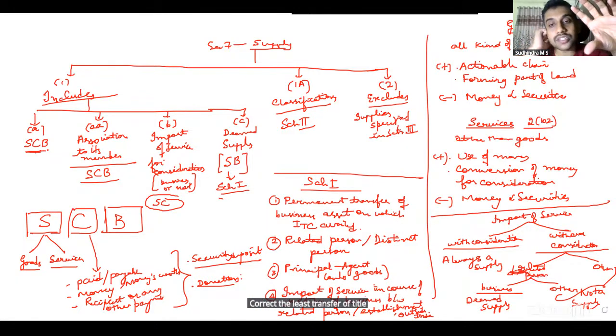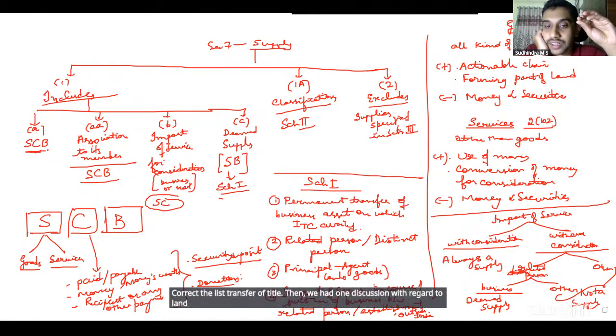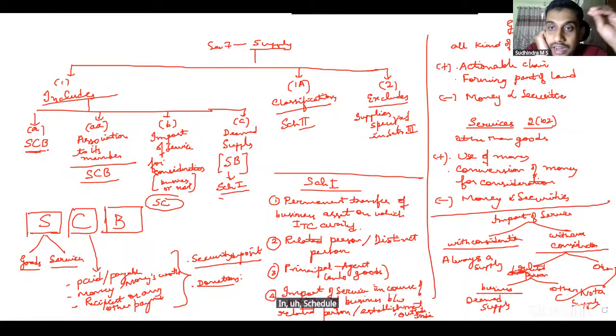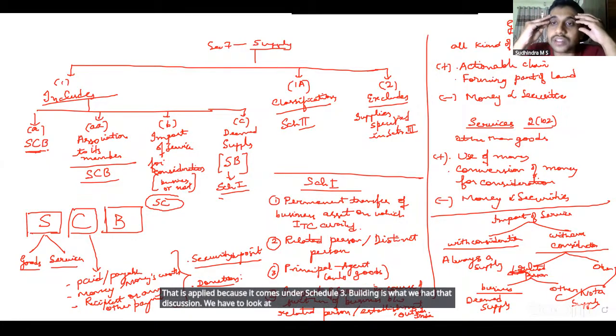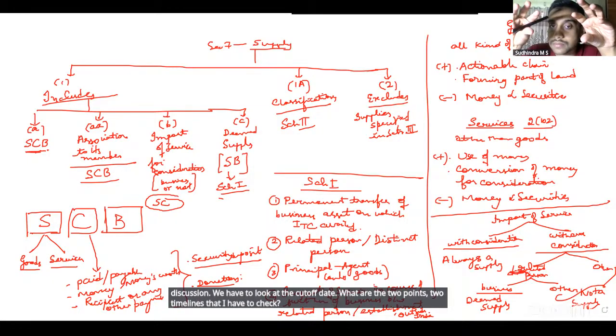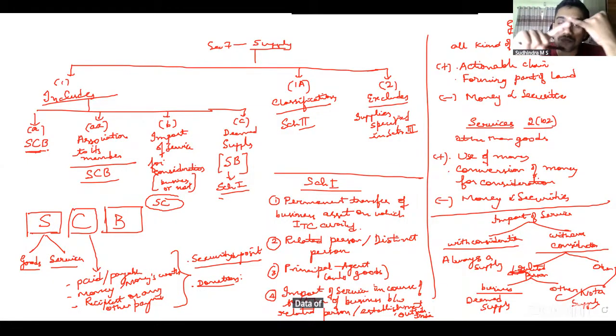Then we had one discussion with regard to land and building in Schedule 2. Land is not a supply because it comes under Schedule 3. Building is what we had that discussion about. We have to look at the cutoff date. What are the two timelines that I have to check? The date of issuance of the completion certificate or the date of first occupation.